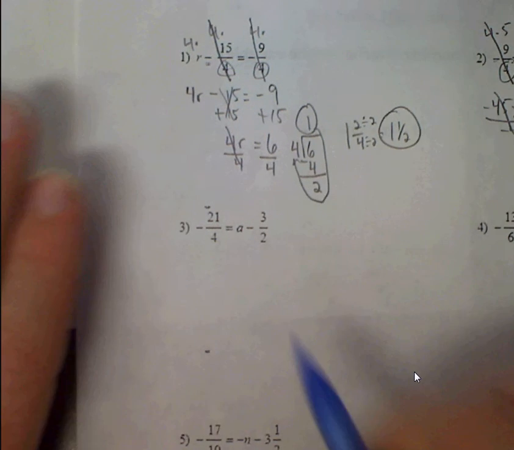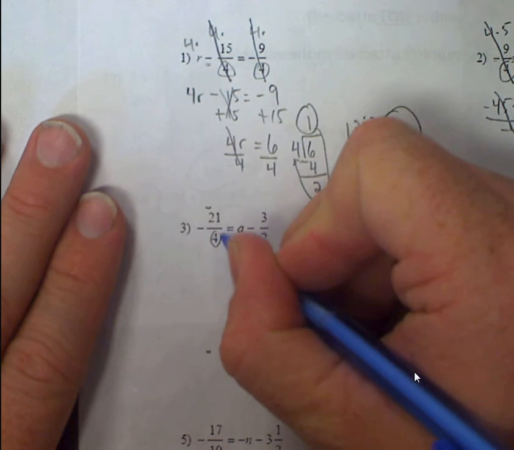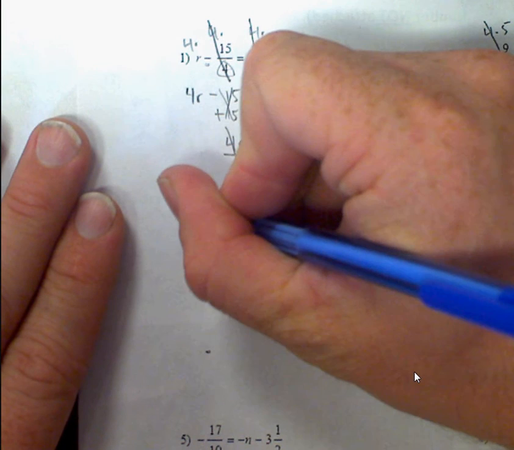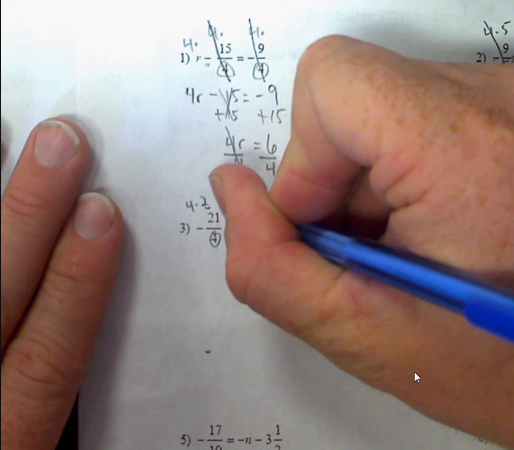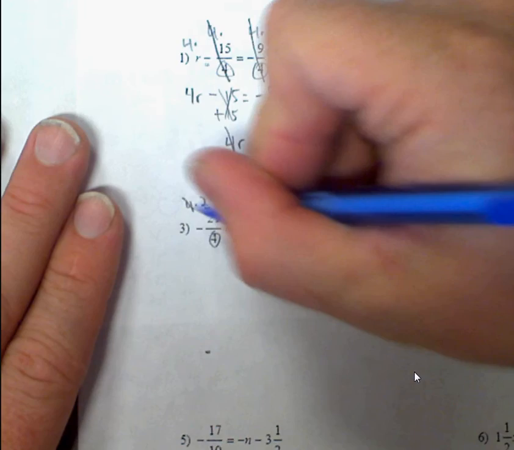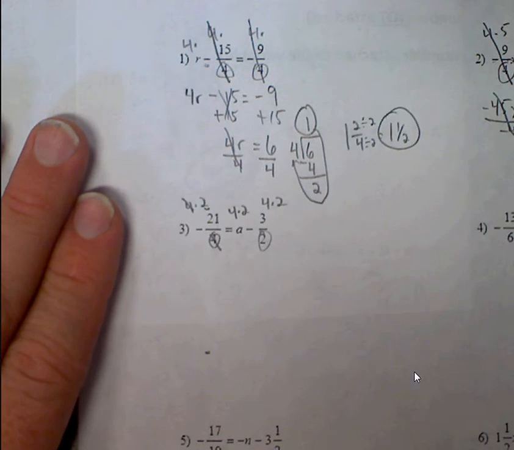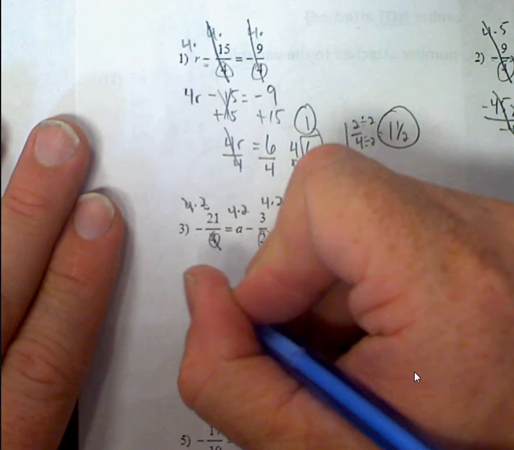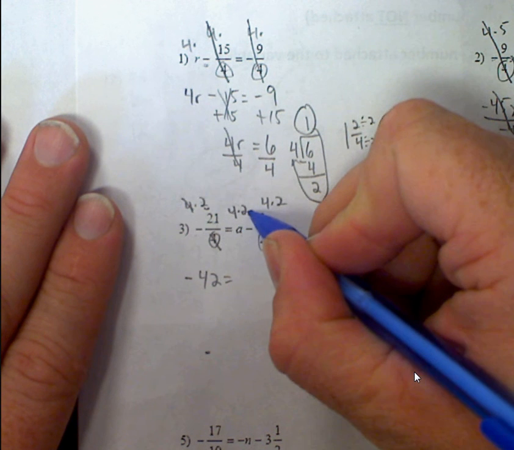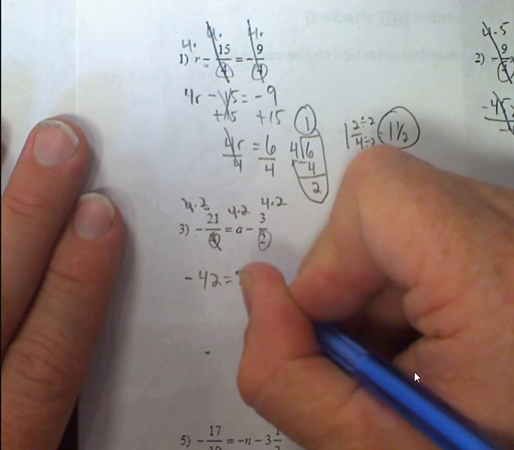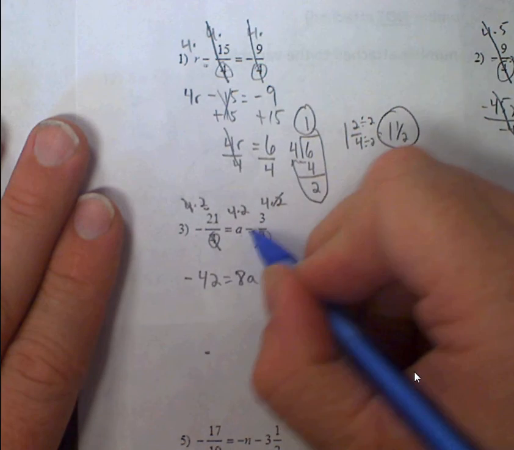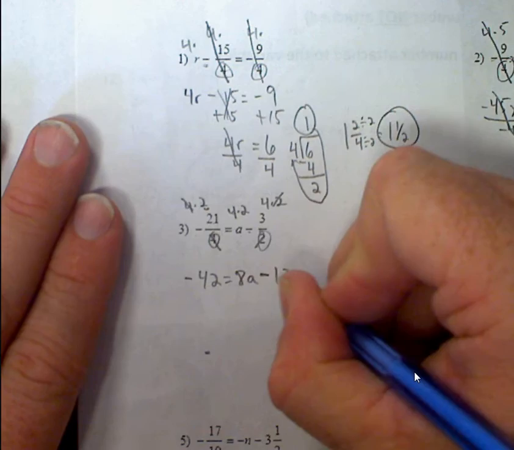Number 3, my denominators, 4 and 2. So I'm going to take 4 times 2, multiplying everything by 4 times 2. The 4's cancel. 2 times negative 21 is negative 42. 4 times 2 is 8, times a is 8a. The 2's cancel. Negative 3 times 4, negative 12.